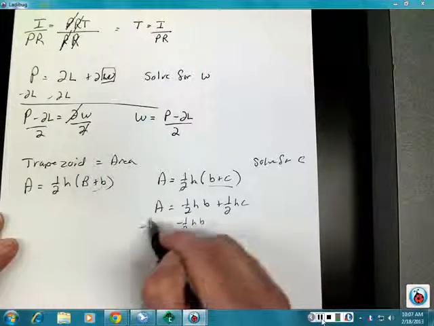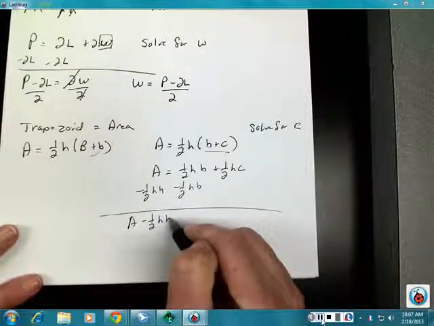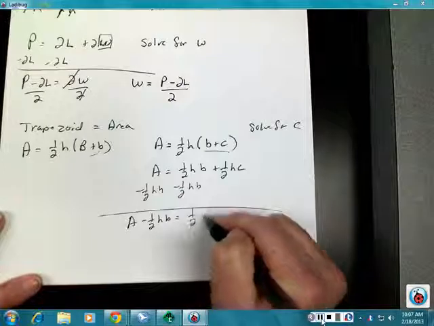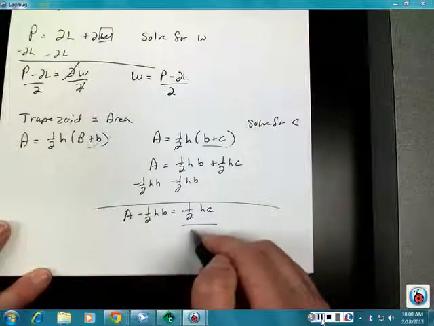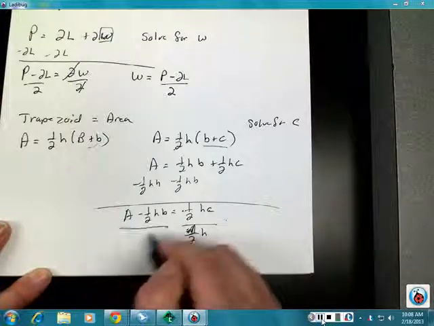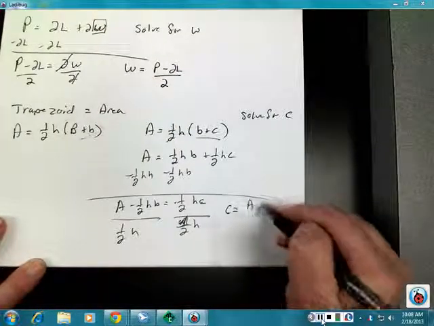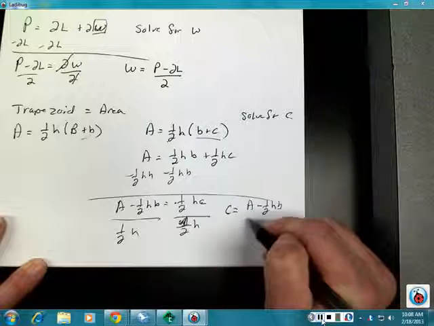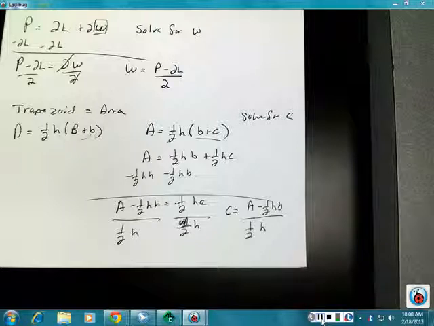Subtract 1/2 HB. So that leaves me with A minus 1/2 HB is equal to 1/2 HC. Now how am I going to get C by itself? Do I want to subtract? No, I divide, because these are multiplying C. So I divide by 1/2 H. And so I find C looks like this ugly looking thing, which is A minus 1/2 HB all over 1/2 H. Ugly looking because it's got a lot of fractions and a lot of stuff in there to do.